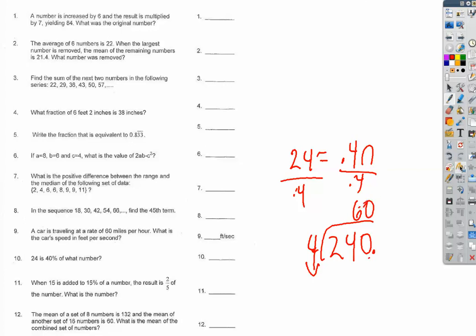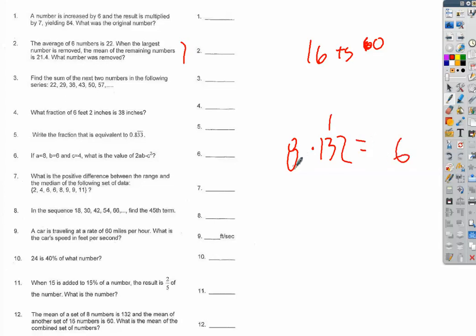And finally, for number 12, the mean of a set of data is 8, the mean of another set of 16 is 60. What is the mean of the combined set? Oh, that's really, really similar to this problem right here. So I have to multiply these together. 8 times 2 is 6, carry the 1. That's 4, add the 1, carry the 2.